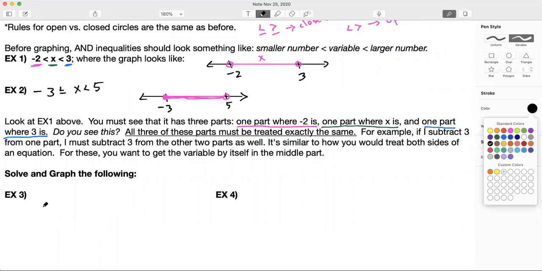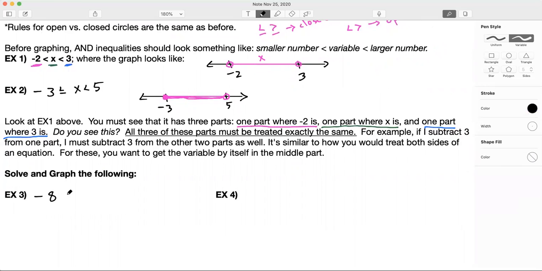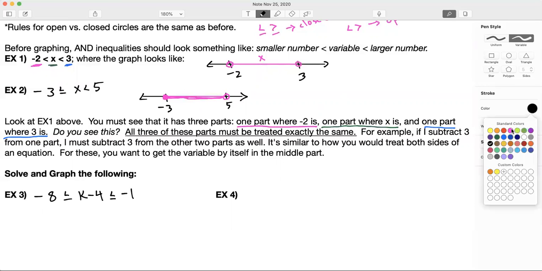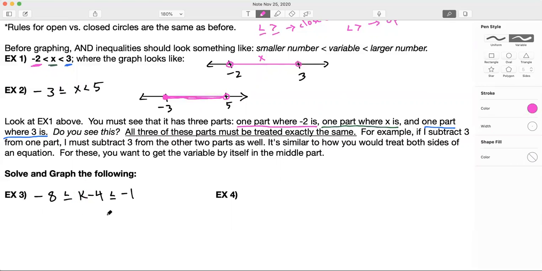So let's look at some examples so we can see this in action. Example 3. We're going to work with -8 is less than or equal to k minus 4 is less than or equal to -1. And what kind of inequality is this, everyone? Sometimes I say equation and inequality interchangeably. What I mean is inequality. And or? It is an "and". So what we're going to have to do is get this k right here, the variable, by itself in the middle part. We need to get this -4 off of there.